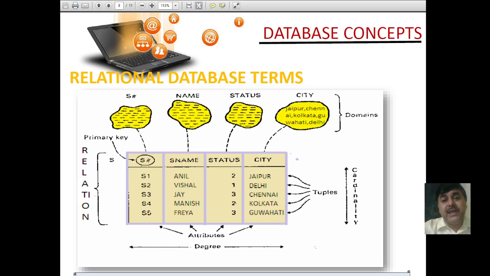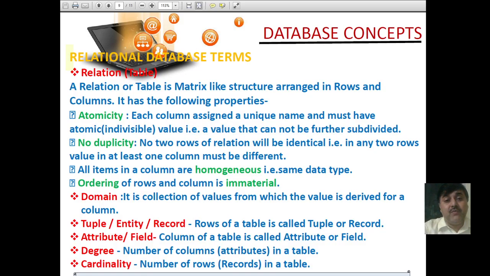Name, state, city, all these things are said to be domains. So this is the cardinality of the values. Attributes: how many attributes there are, those are the attributes we find. And degree is how many columns are there. There are 4 columns, so degree is 4. So this is the way that we can make it.